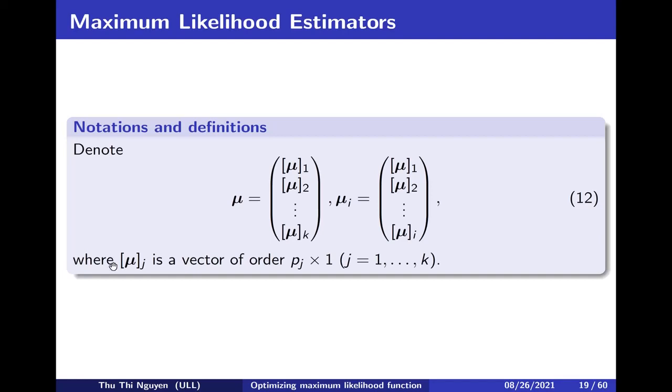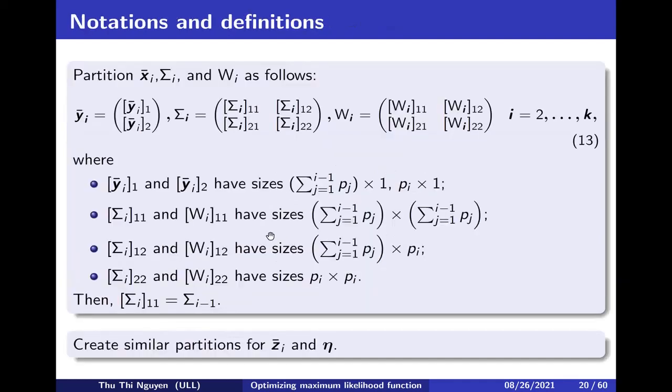Each mu bracket j is a vector of size pj times 1, and then we let mu I be the vector that contains the first I partitions of mu. And then we partition y I bar, sigma I, and W I as in equation 13.